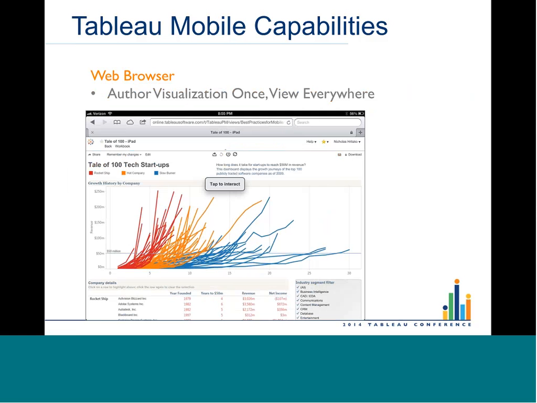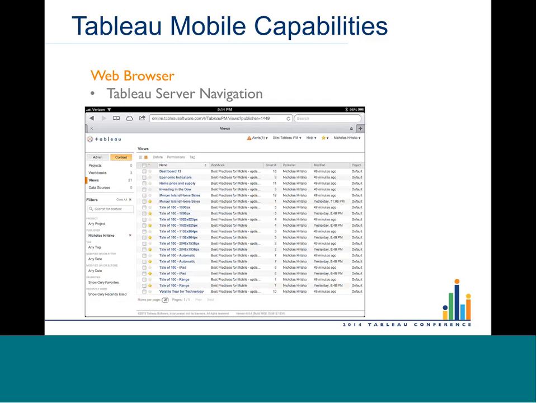And this is something we're going to continue in our mobile roadmap and in our Tableau roadmap in general, is to reduce the number of additional things you need to do to communicate your information. So really authoring once and viewing everywhere is very important.